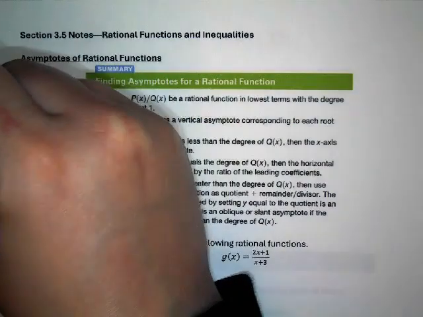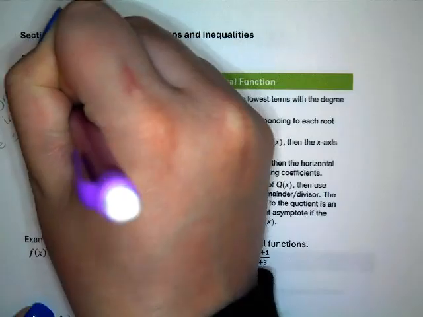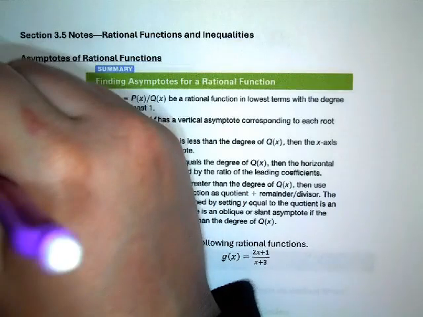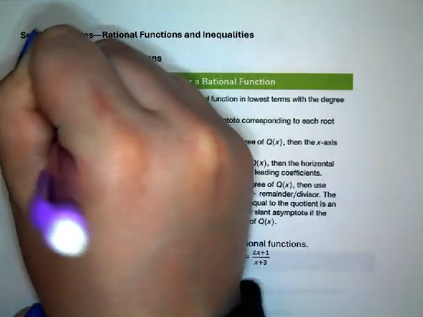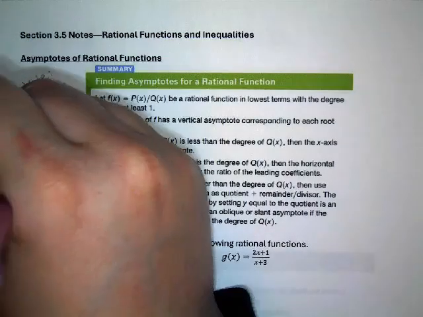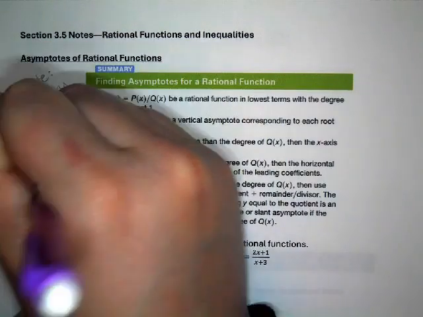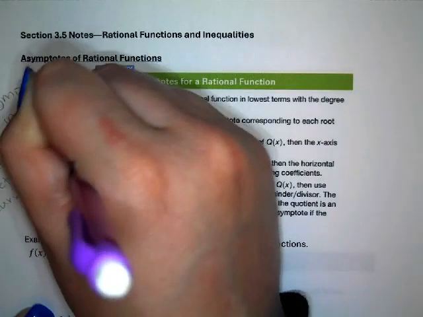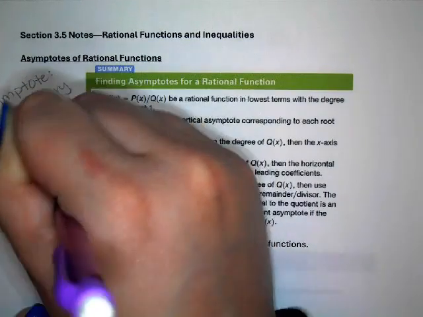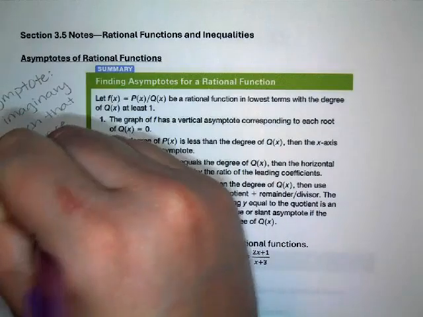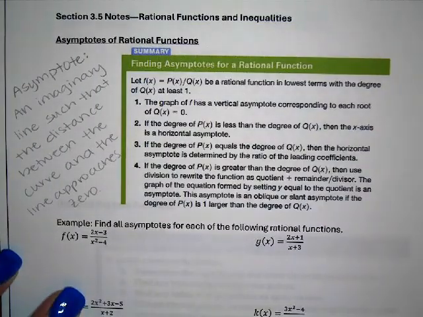So it's an imaginary line or an invisible line such that the distance between the curve and the line approaches 0.